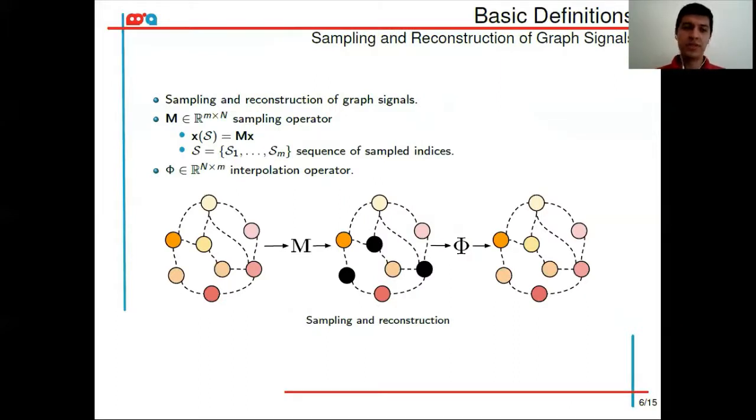We are going to work with sampling and reconstruction of graph signals. For example, in the sampling step, we want to choose some nodes of the graph. In the interpolation, or reconstruction, we want to interpolate, to recover the original graph signal as well as possible with the samples that we have from the sampling step. That's basically the problem of sampling and interpolation of graph signals.